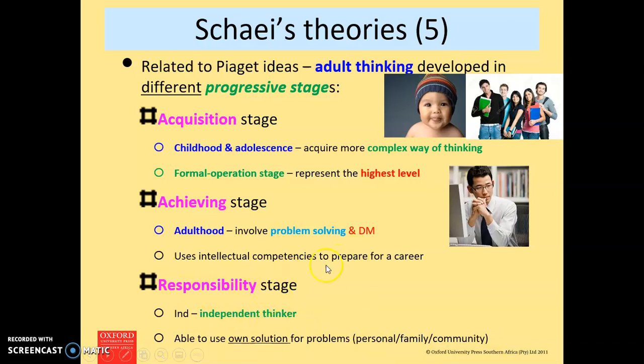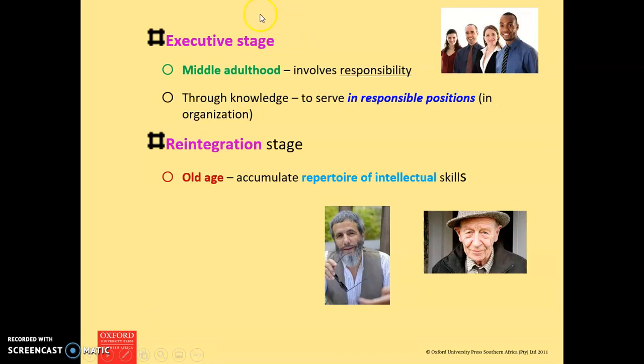That's why it's called responsibility, because they are becoming more responsible in their life toward society, family, and so on. The executive stage is the middle adulthood stage. This also involves a little higher level of responsibility. Through knowledge and experience, they are able to serve in responsible positions in organizations. That's why you see in organizations many of the individuals at the higher ranks coming from this age, middle adulthood. So the reintegration stage is the older stage, the last stage.